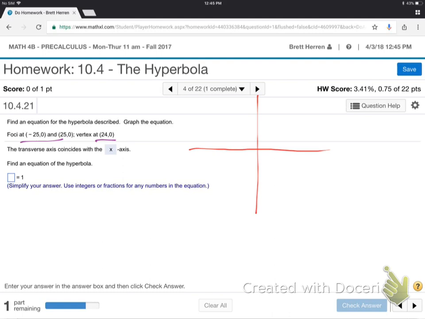And so they're telling me one focus is back 25. I'm just going to put a dot. Back 25, 0, and over 25, 0. And the vertex point is 24, 0. So that means the vertex point is not quite so far over. So this is vertex, and this is focus and focus. Okay. Good so far?